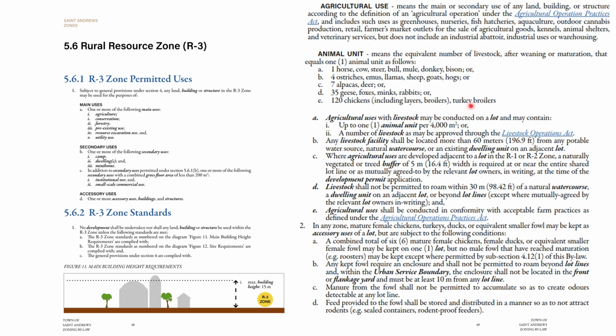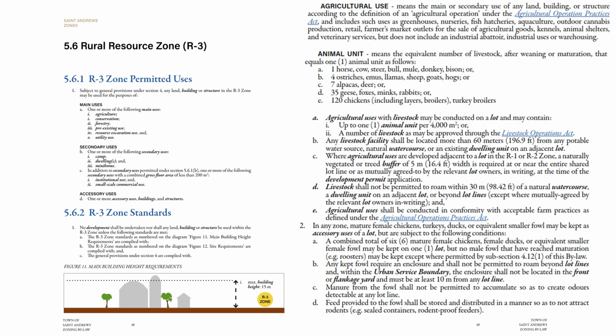In any zone, mature female chickens, turkeys, or ducks or equivalent small fowl may be kept as accessory uses of a lot, but are subject to the following conditions. So these are allowed uses even if it doesn't say agriculture is an allowed main use. A combined total of 6 mature female chickens, female ducks, or equivalent smaller female fowl may be kept on one lot, but no male fowl that have reached maturation, like roosters, may be kept except where permitted by actual agriculture allowed uses. Any fowl require an enclosure and shall not be permitted to roam beyond lot lines.